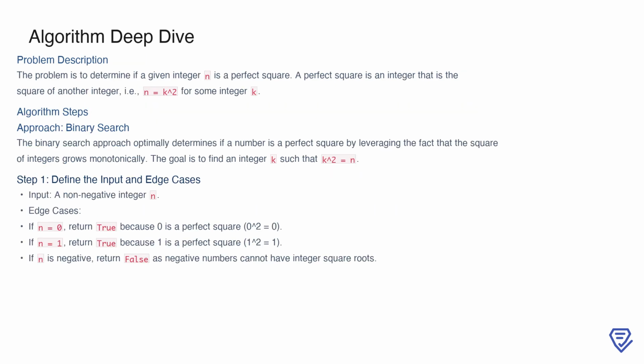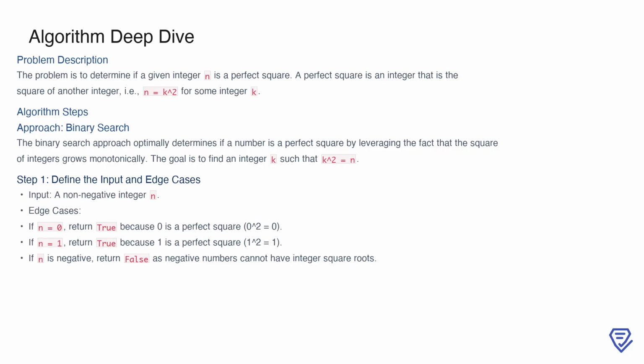To determine if a number is a perfect square, we need to verify whether it can be expressed as the square of an integer. For example, if n equals k², where k is an integer, then n is a perfect square. To solve this efficiently, we use a binary search approach, which takes advantage of the fact that the square of integers grows monotonically. This means as the value of an integer increases, its square also increases, allowing us to narrow down the search range systematically.